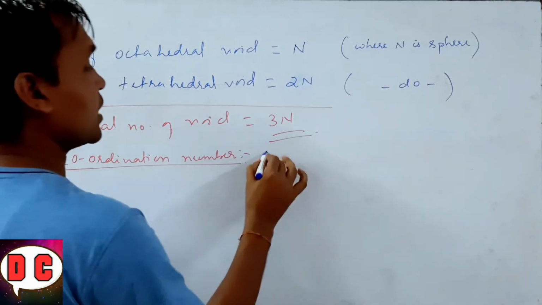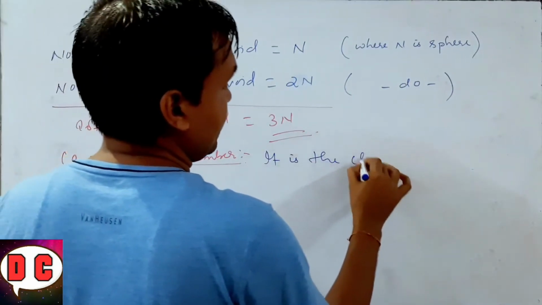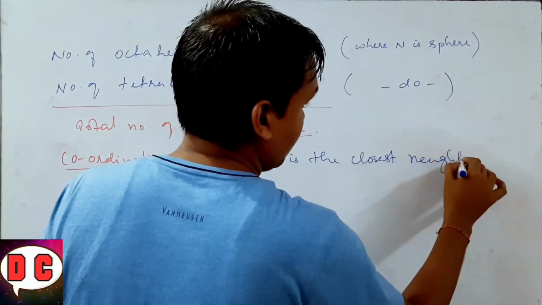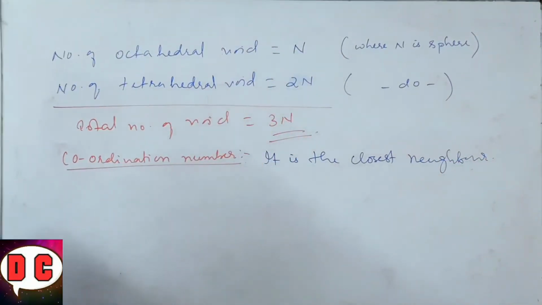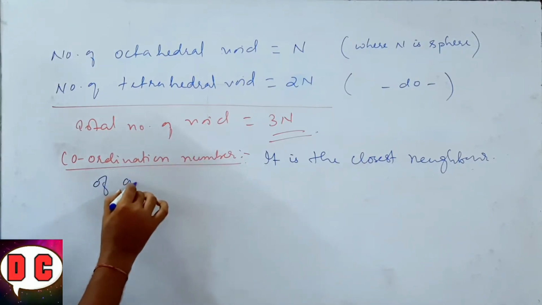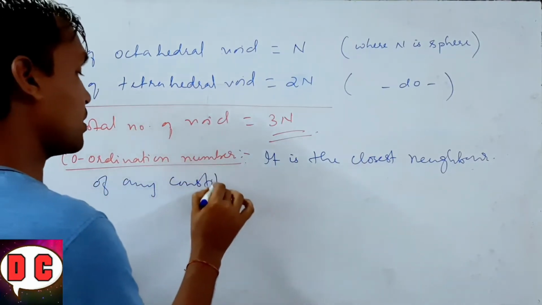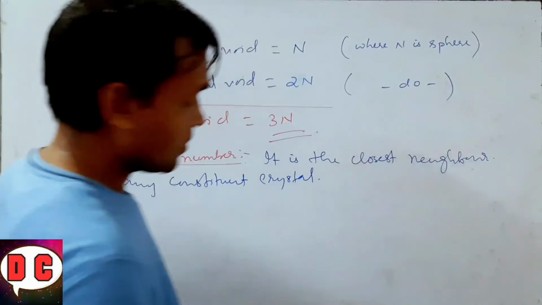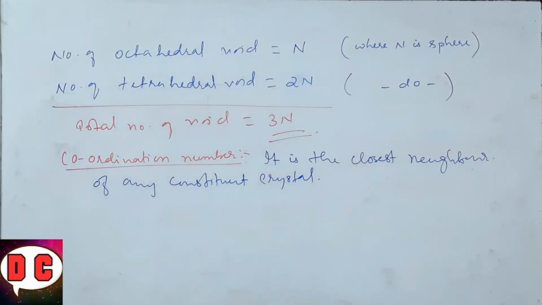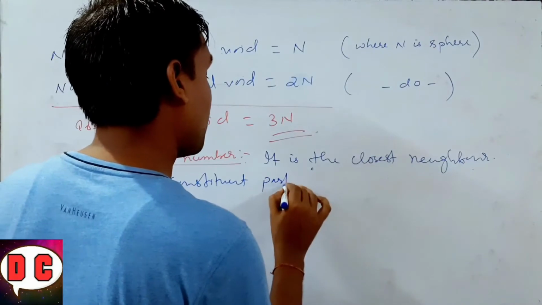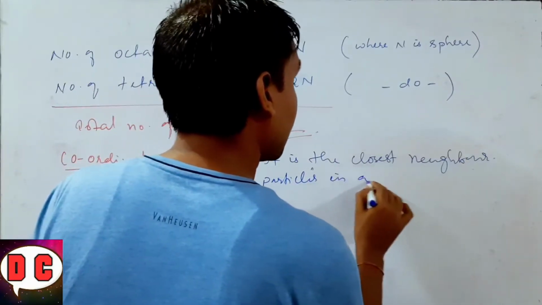So what is coordination number? It is the closest neighbor of any constituent particle in a crystal. Got it? Any constituent particles in a crystal.